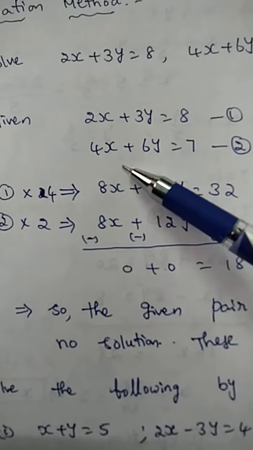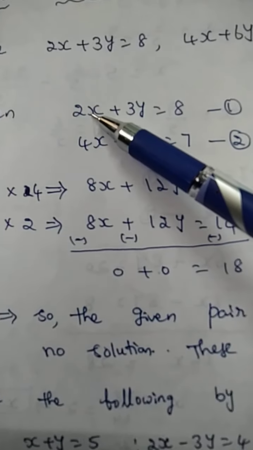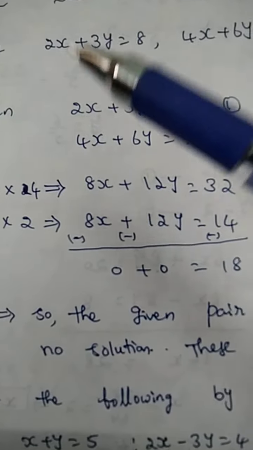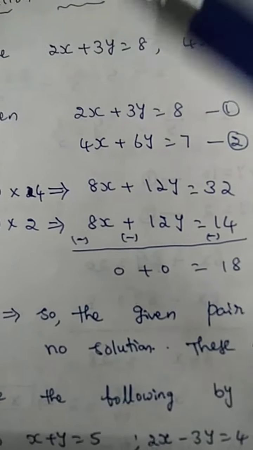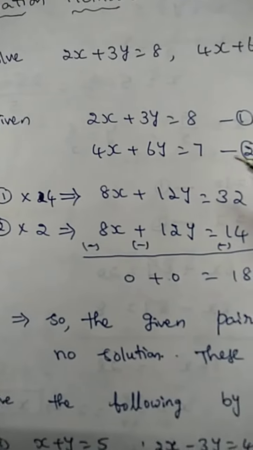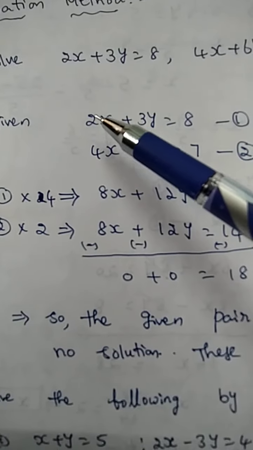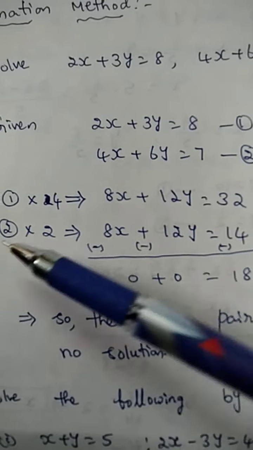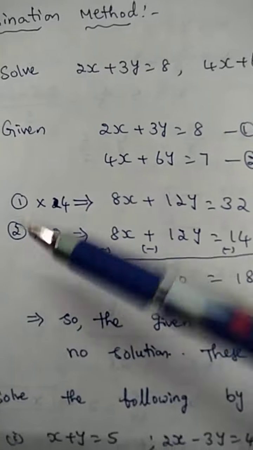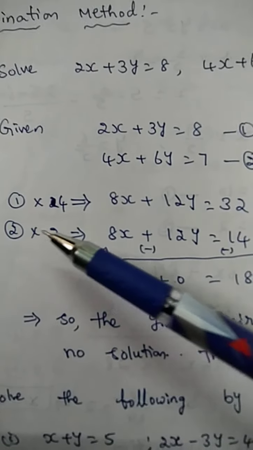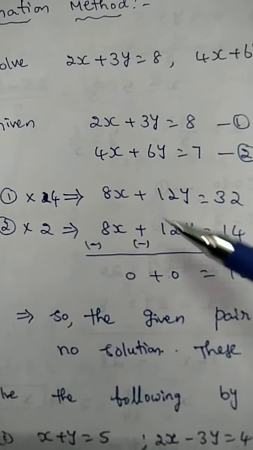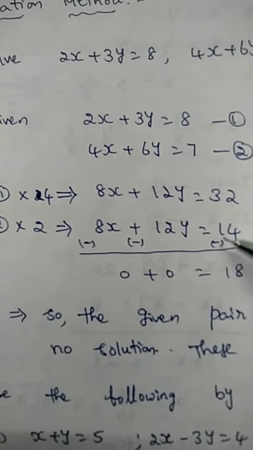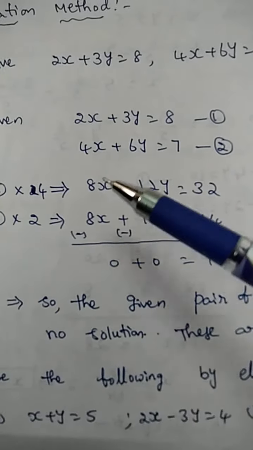Now the second equation is to be multiplied with the x coefficient of the first equation, so that the coefficients become equal. What is the x coefficient in the first equation? 2. The second equation is multiplied with 2. So 2 times 4 is 8, 2 times 6 is 12, is equal to 2 times 7 is 14. So now both x coefficients are equal.